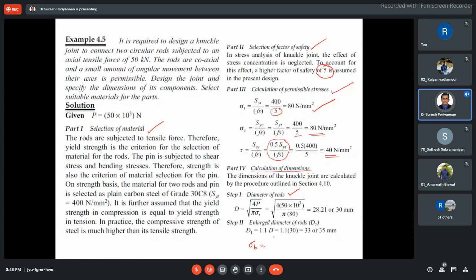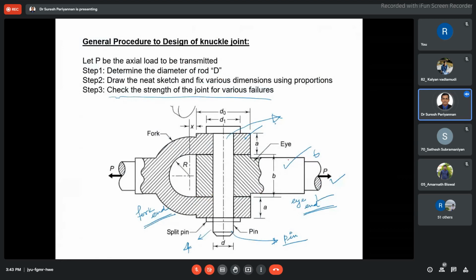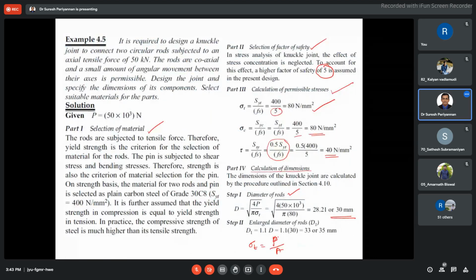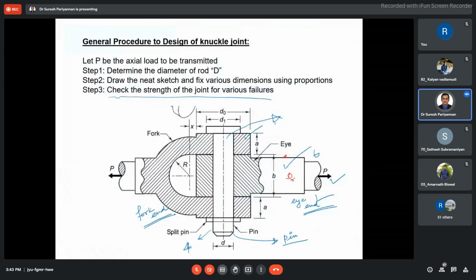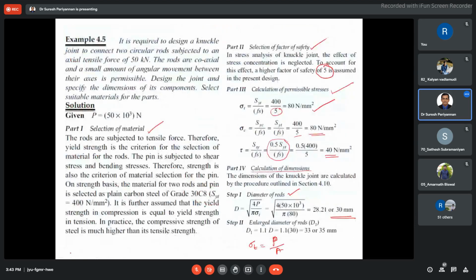Now, once we find the diameter of the rod, the enlarged diameter of the rod is shown in this figure. I think it is D1. Now D1 is from the standard calculation in the design data book, 1.1 times D, so 35 mm is the enlarged diameter of the rod.